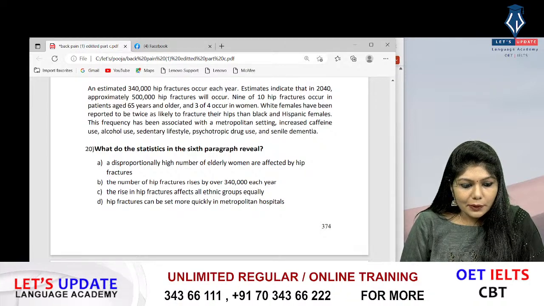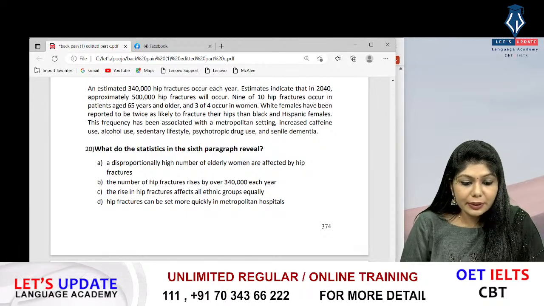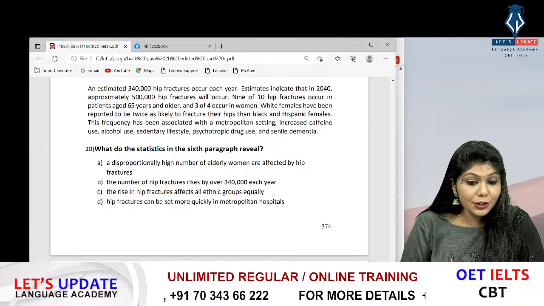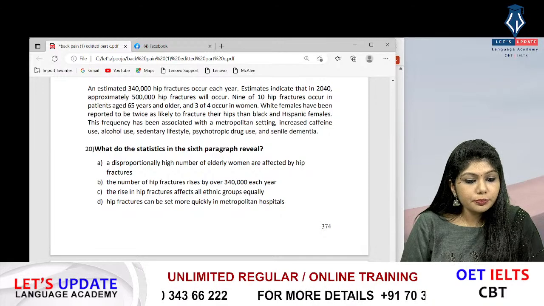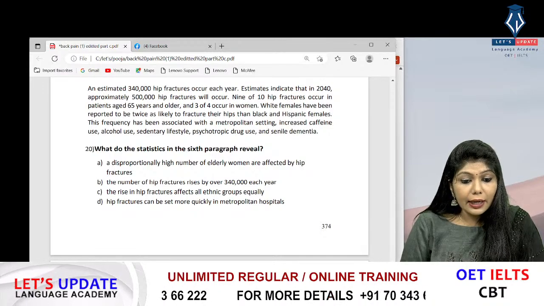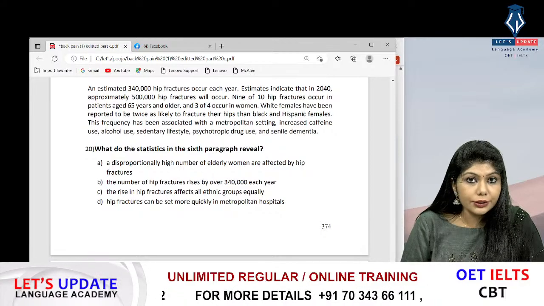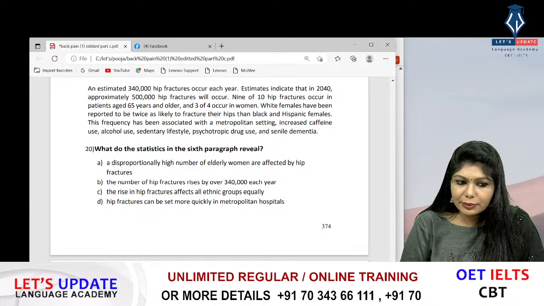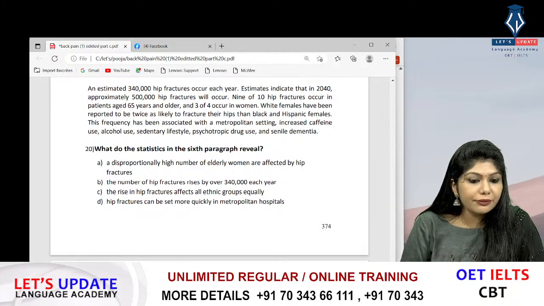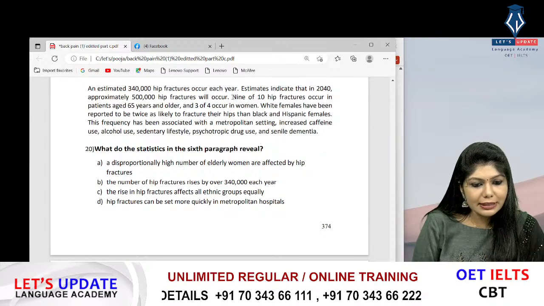Right. Okay. So option A: a disproportionately high number of elderly women are affected by hip fractures. Is that true? Yes, definitely. They are saying that approximately 9 of 10 hip fractures occur in patients aged 65 years or older. That means older patients are affected, and 3 of 4 occur in women. So that is mentioned, and because of which your answer is A.